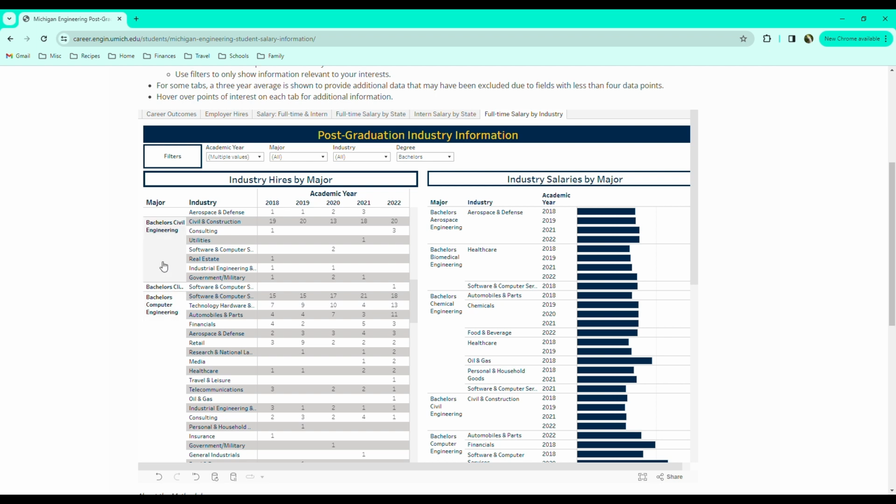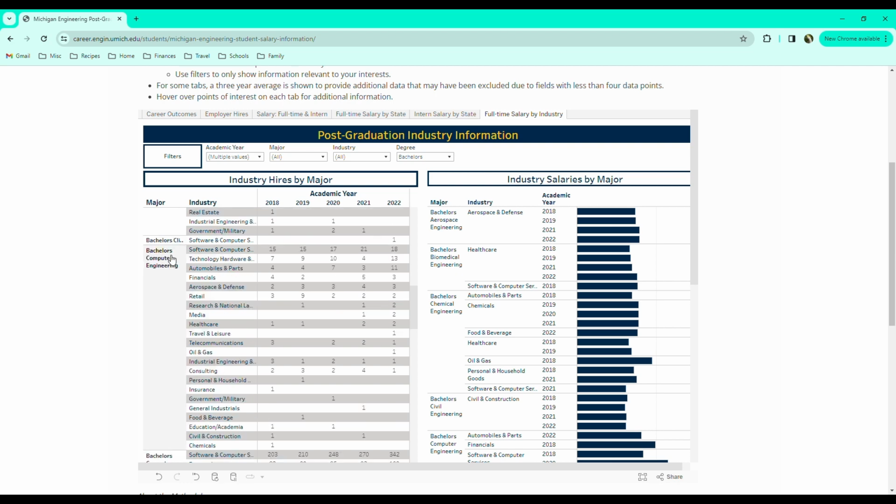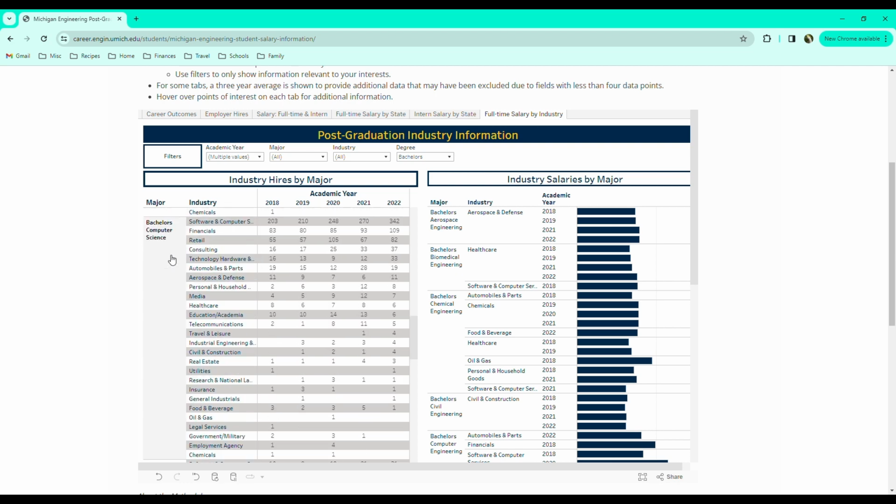One of the things that stands out is in civil, they call this thing civil and construction. Pretty much everyone goes into that, or consulting. So that's a much narrower field because it's training you to do one specific thing. But anyway, I will scroll through this so you can see what the different numbers are.